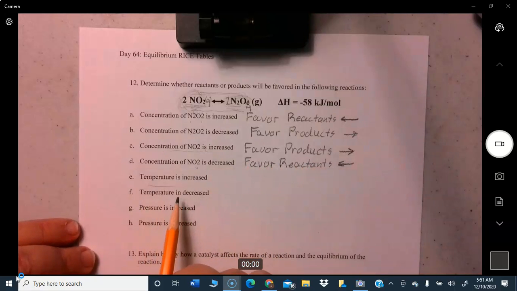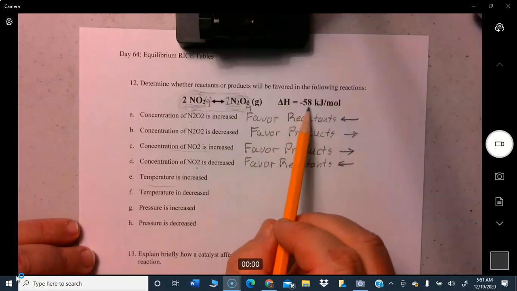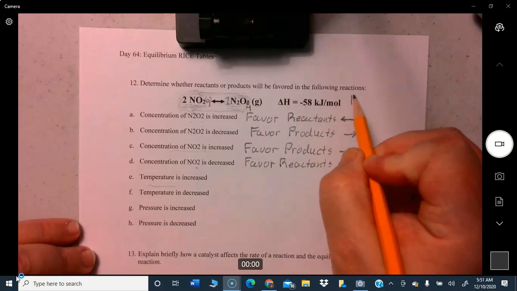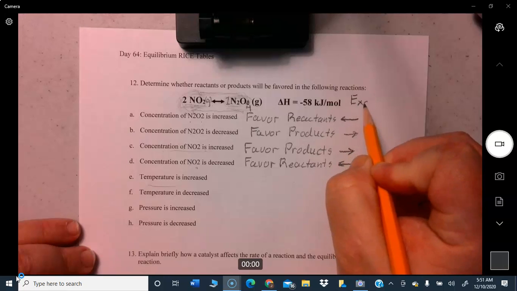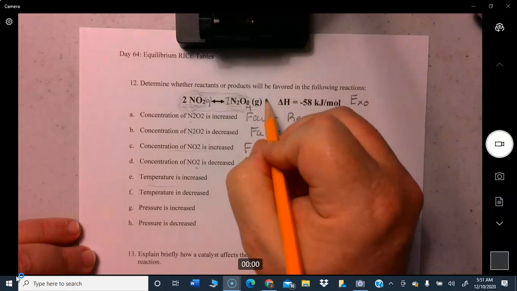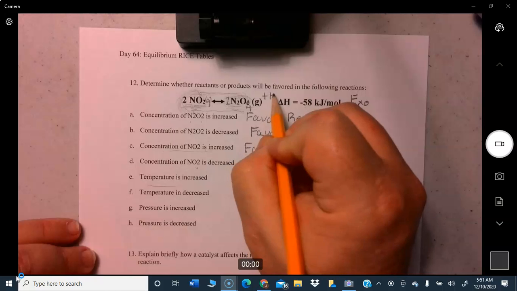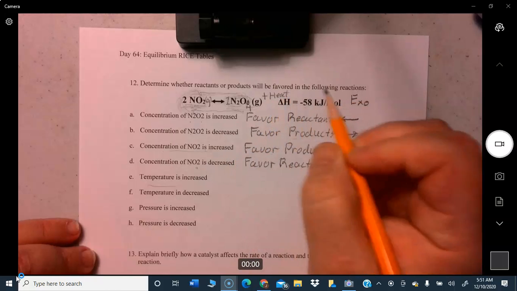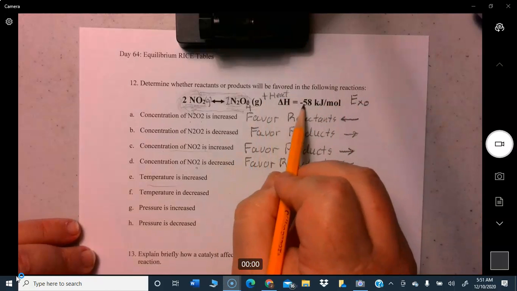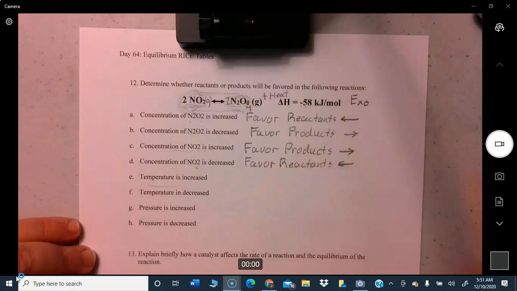Temperature is increased. Okay, so this is also an exothermic reaction. That means heat wants to come out. So you can put plus heat. That's going to be a product of the reaction. Don't get confused that this is plus and this is minus. Minus means heat is coming out, like money going out of your bank account.